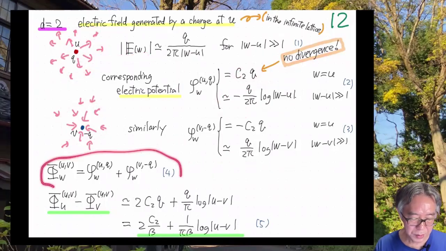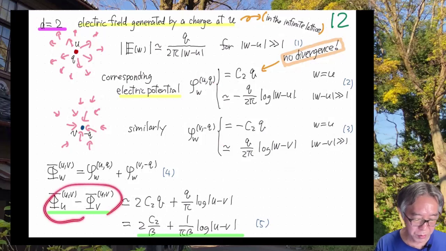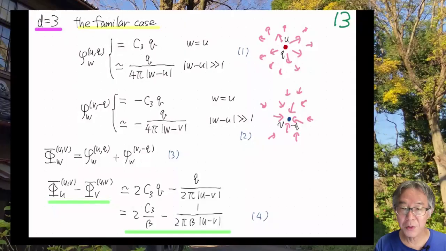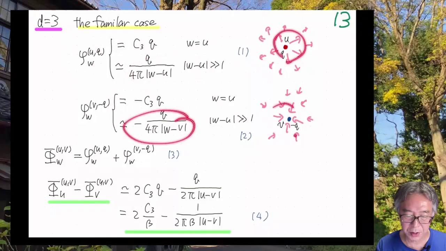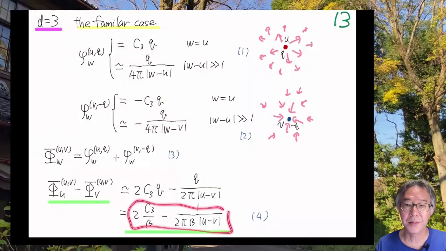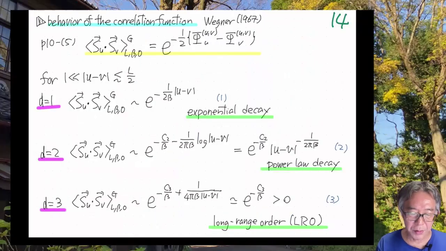What we want is the sum of these 2 things, so you just sum over them, and what we really need is this difference. You simply plug this in and compute, and you get this. The most familiar case is 3 dimensions, where the electric potential decays like this for this charge configuration and like this for the other, and again you don't have any divergence at the origin. This is what we want, and the difference is computed like this. Now we are ready to evaluate the correlation function using these results.